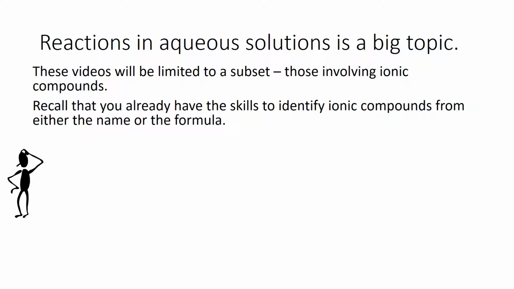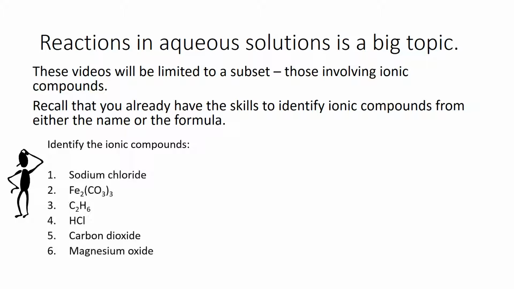There's the first appearance of the Thinker Buddy. And the first thing I'm going to ask you to do is to identify compounds that are ionic out of a list of compounds. Here's a list. So go ahead and pause and pick out the ones that are ionic compounds and leave the ones that are not ionic out of the list. So go ahead and pause and continue when you are finished.